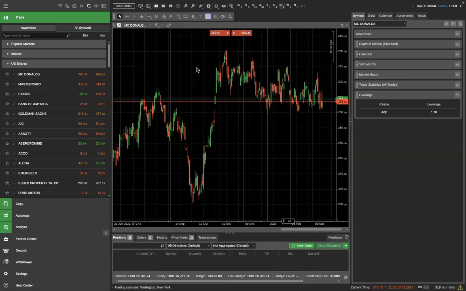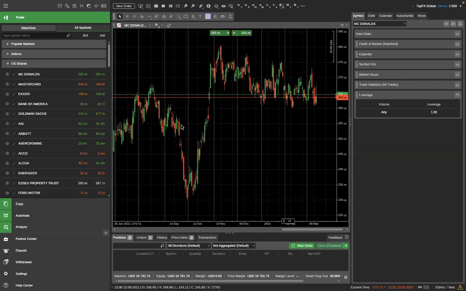Look at this here. McDonald's into the middle of the year. This is 2022, the end of September, and then a big V-shape reversal here. And then of course we got something that might be called a flag pattern, for example. Yeah, that's the technical part.